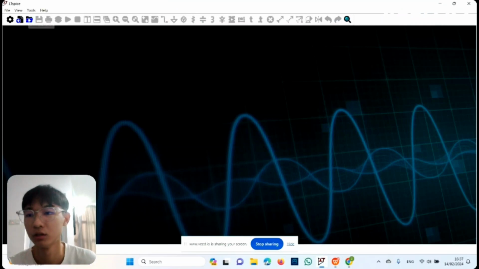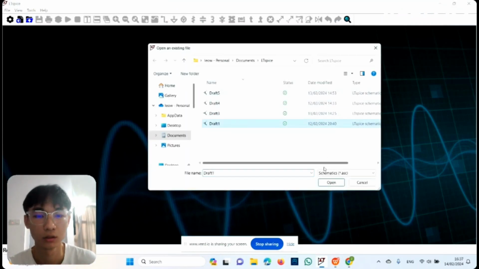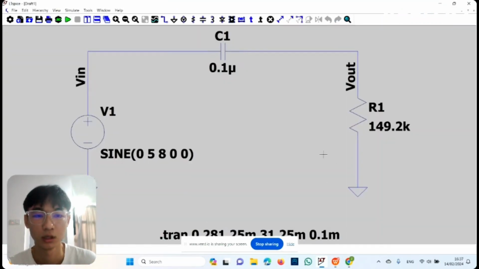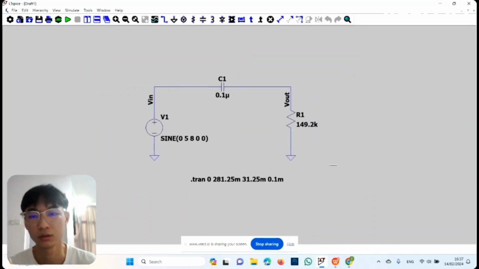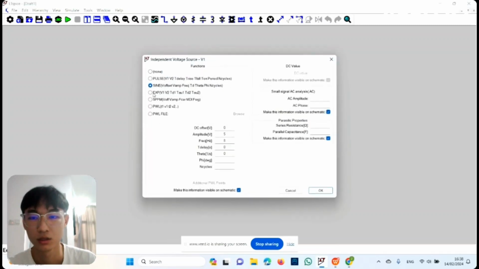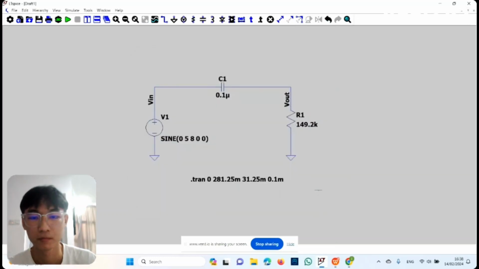And then we look at the LTspice. This is the circuit I built in the LTspice. This is the sine AC voltage. The amplitude is 5, and the frequency is 8, which we calculate with f equal to 1 over T. And here is the input voltage, and here is the output voltage.